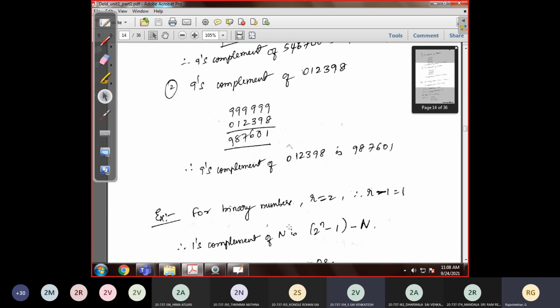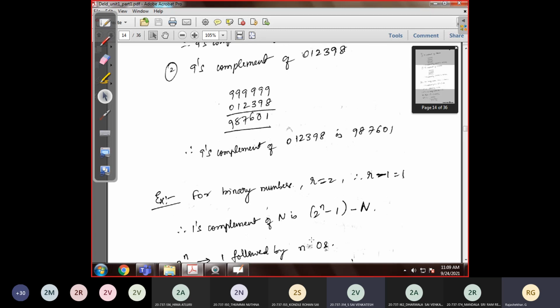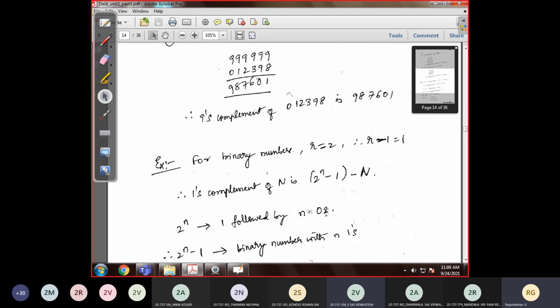Here we'll roughly see the procedure. The 1's complement of a given binary number N is given as 2^n minus 1 minus N. This is by definition, right? So what is 2^n? Depending on the value, 2^n will be 1 followed by that many zeros. Do you agree or not? For example, 2 cube. So 2^n will always be 1 followed by n zeros, if small n is the number of digits in the given binary number.